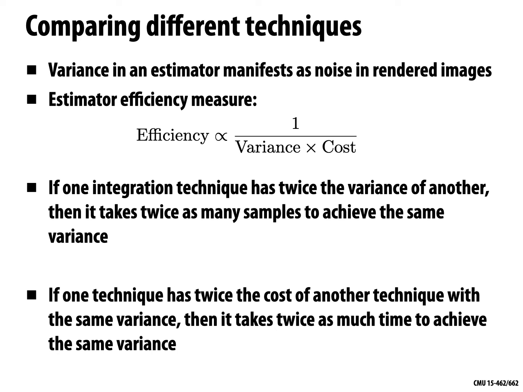The rule of thumb to remember is that if one integration technique has twice the variance of another, then it's going to take twice as many samples to achieve, well, the same variance, right? But likewise, if one technique has twice the cost of another technique with the same variance, then it takes twice as much time to achieve the same variance, right? So it really is a trade-off.